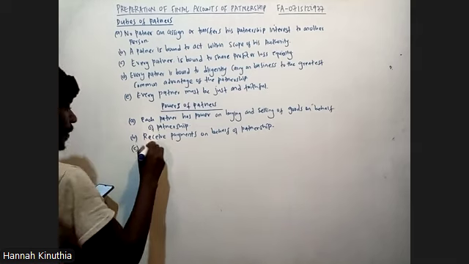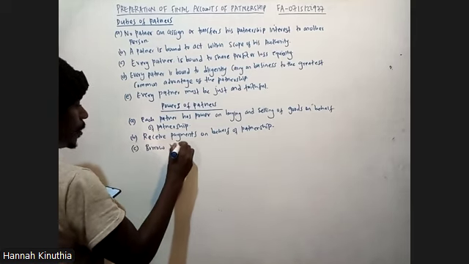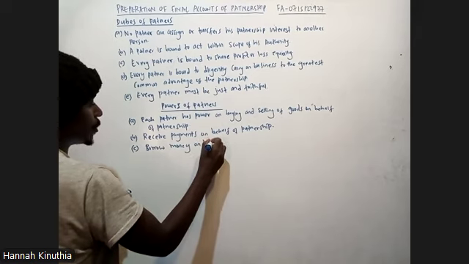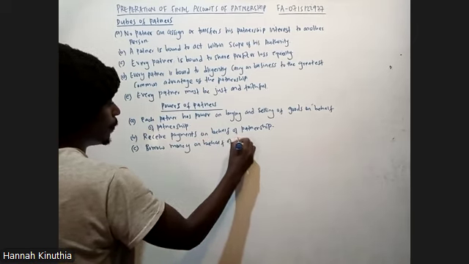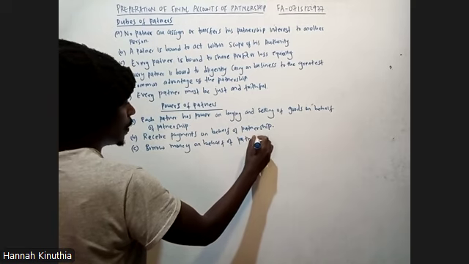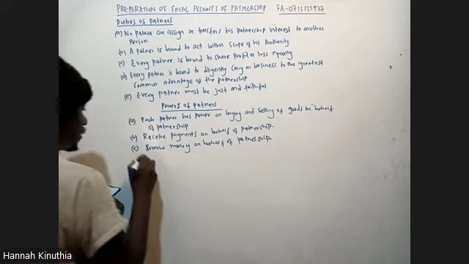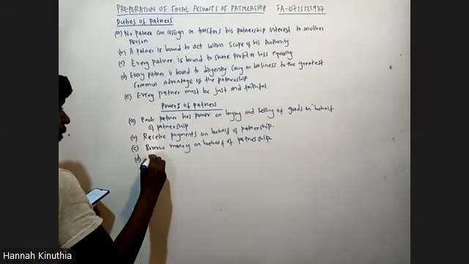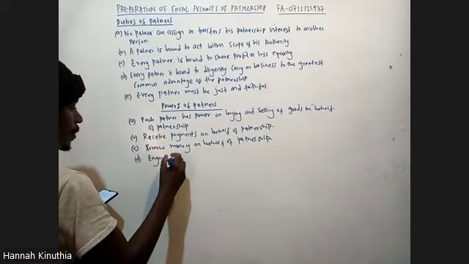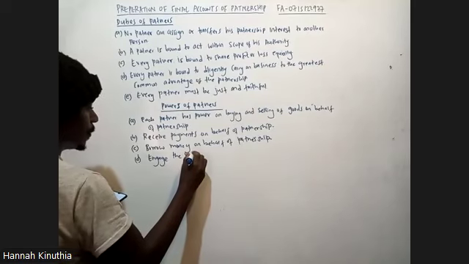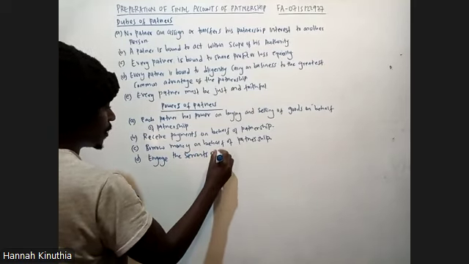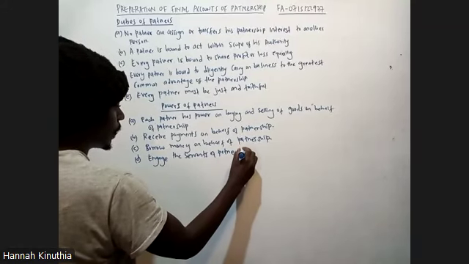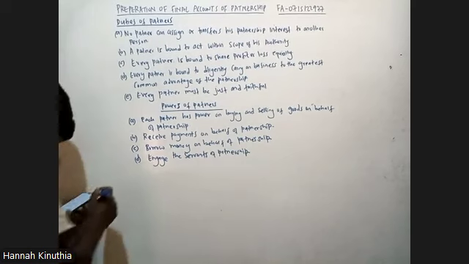And then borrow money. Every partner has the power to borrow money on behalf of the partnership. And then every partner has the power to engage the servants of the partnership.